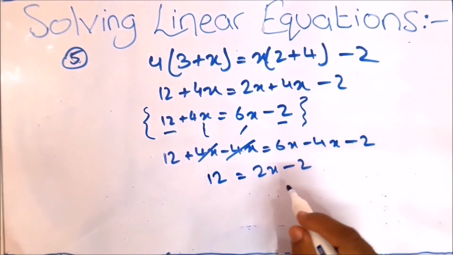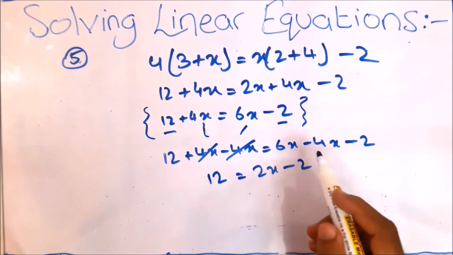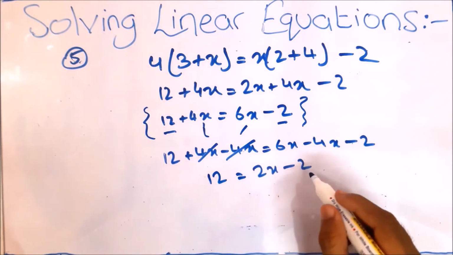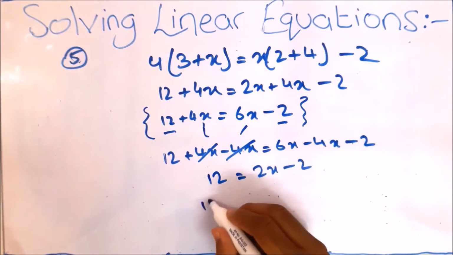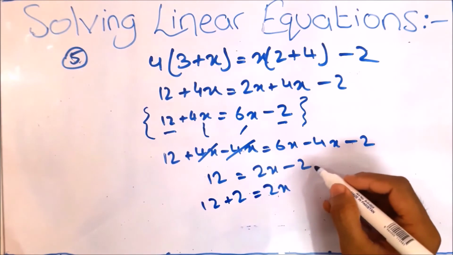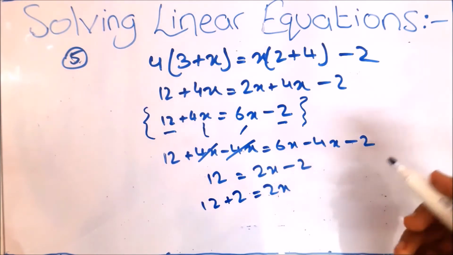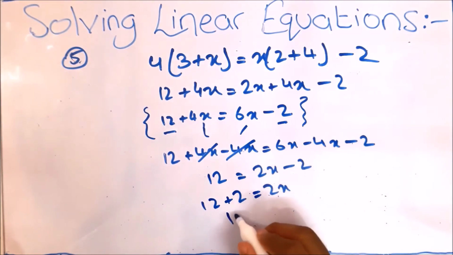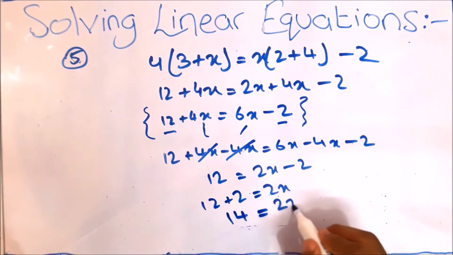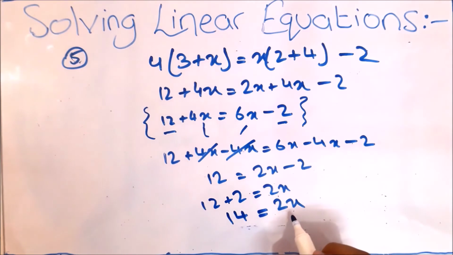Okay, so we have an equation like we did in the second example. We just get rid of this 2 by adding 2 on both sides. 12 plus 2 is equal to 2x. When we add 2, we'll get a 0, so we're not writing it again and again. We get 14 is equal to 2x. So here 2 is being multiplied with x, so we'll divide by 2 on both sides.